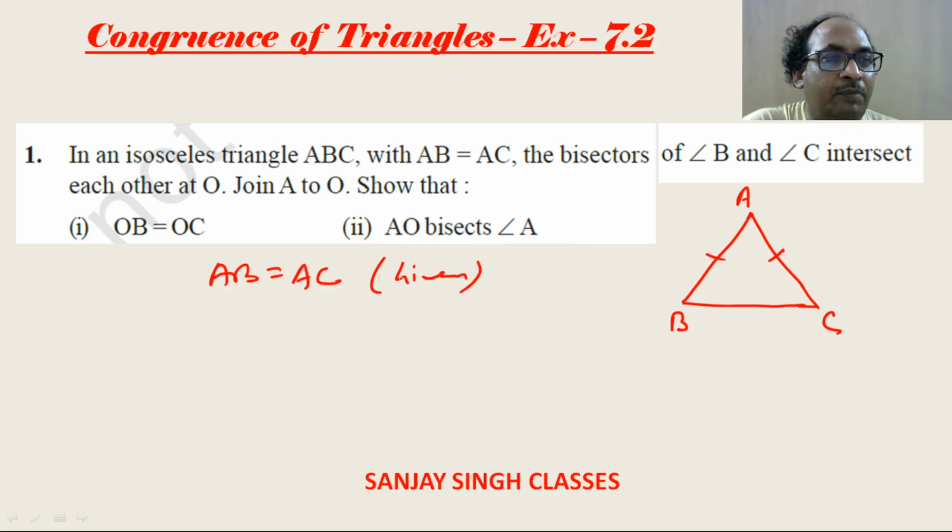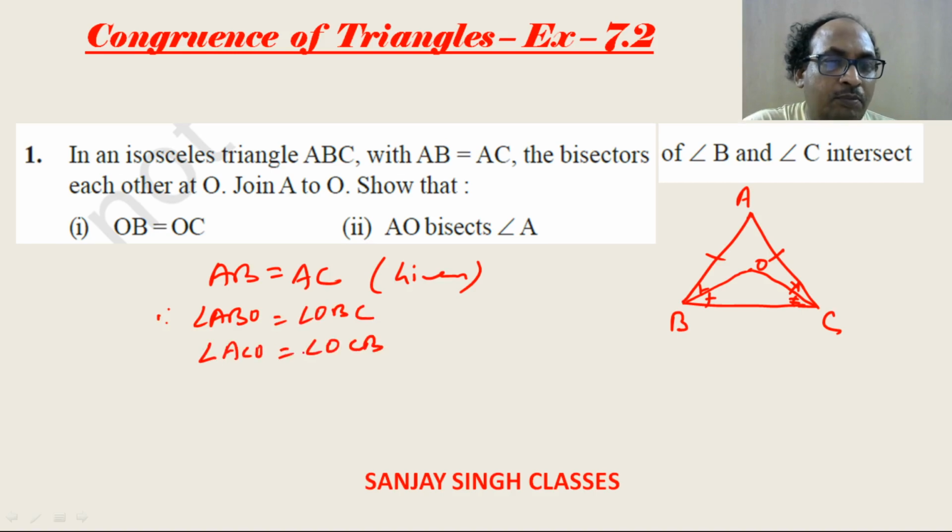And the bisectors of angle B and C intersect each other at O. Okay, bisectors of angle B and C. So bisectors like this, if we will be writing, okay, so this is the point O where the bisectors are meeting, meaning this angle is equal to this angle and this angle is equal to this angle. So we can write that angle ABO is equal to angle OBC, angle ACO is equal to angle OCB. These two are also given to us.